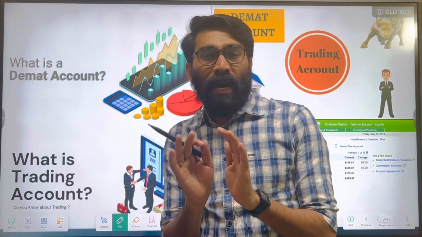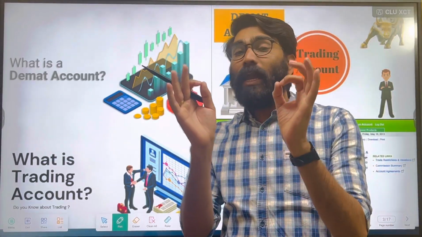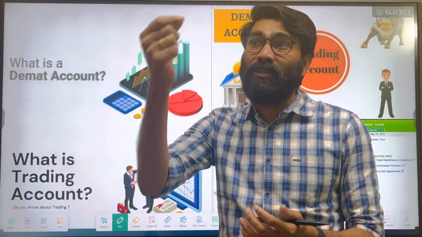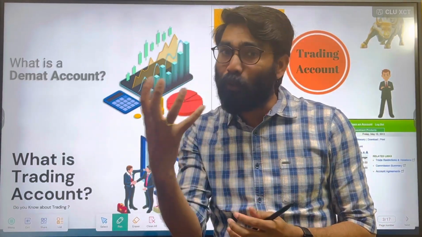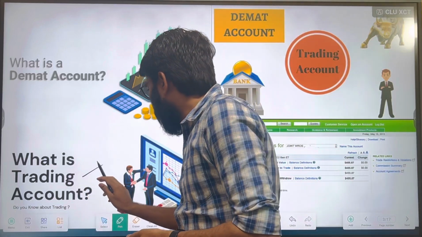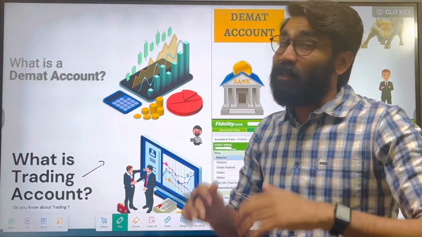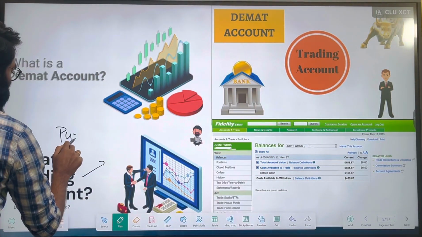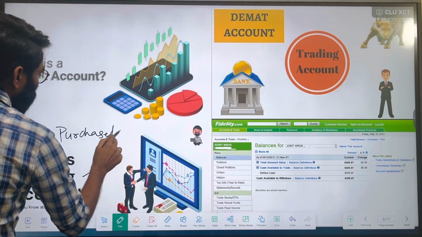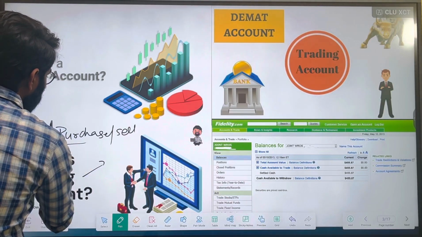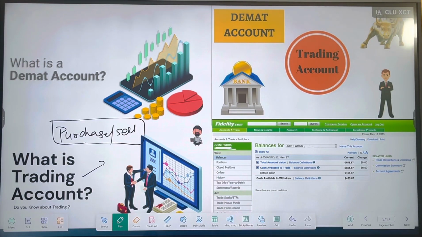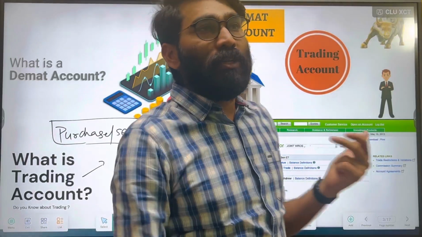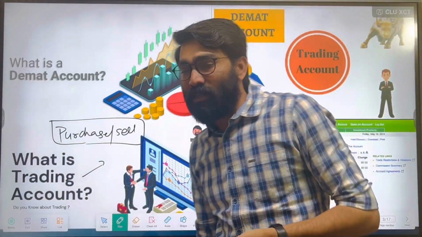First of all, the trading account comes into the picture. If you want to buy any securities, let's say TCS securities or Wipro securities, then your trading account comes into the picture. Without a trading account, you cannot purchase securities, and you cannot sell the securities either.